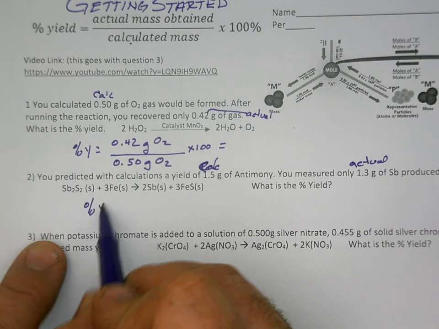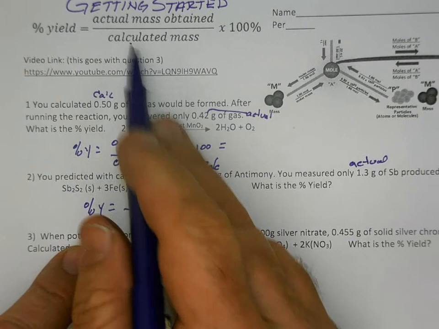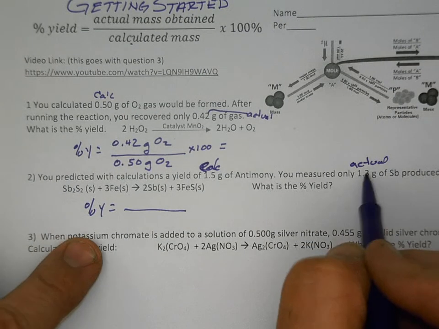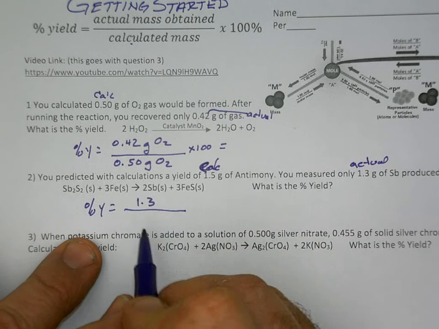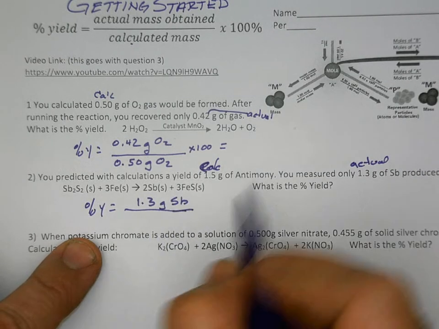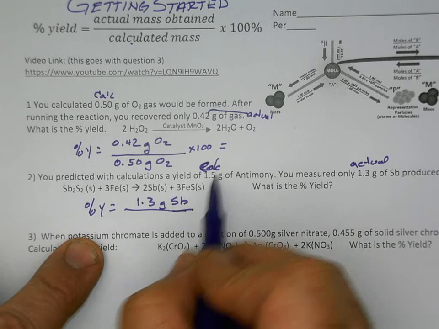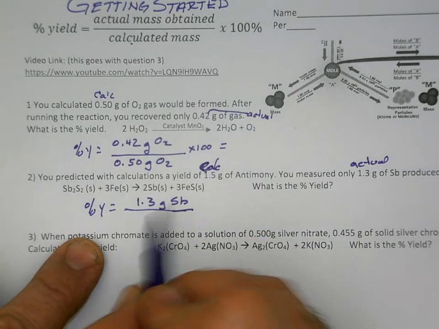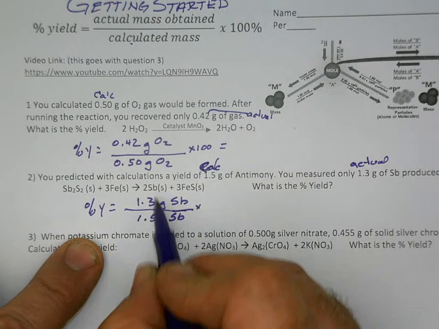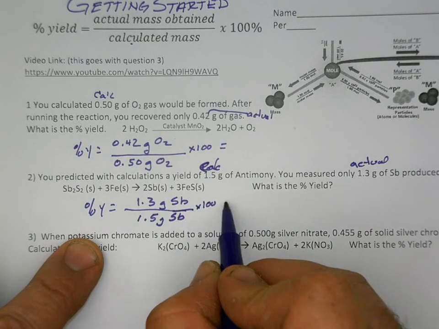Well, percent yield equals the actual mass, which we said the actual was 1.3 grams of antimony, which is what Sb is. And we calculated, we need that in the denominator. You figured there'd be 1.5 grams of antimony. And then you're going to get a decimal, and you're going to times 100 to get your percentage.